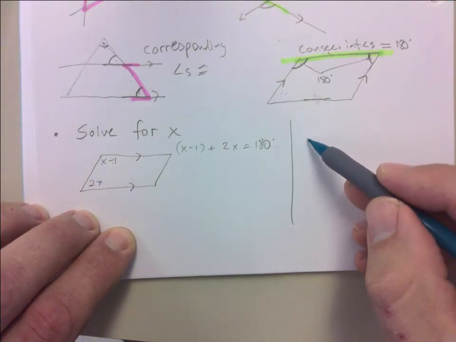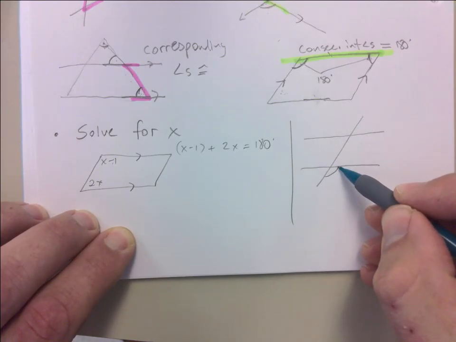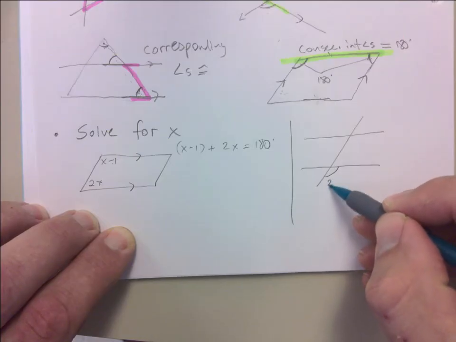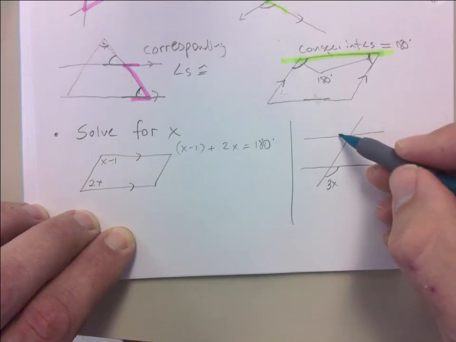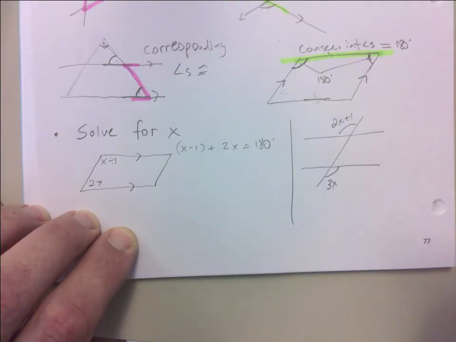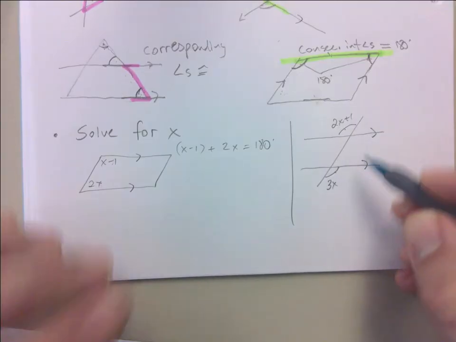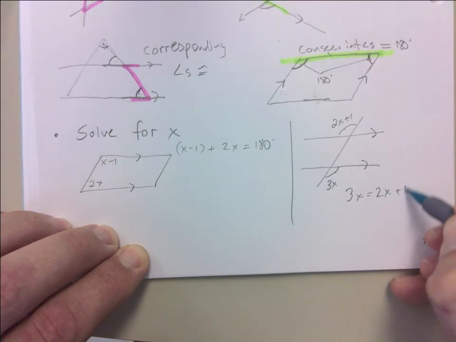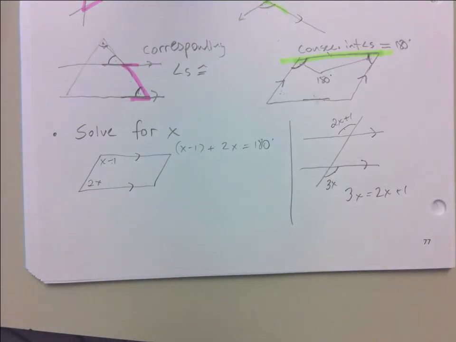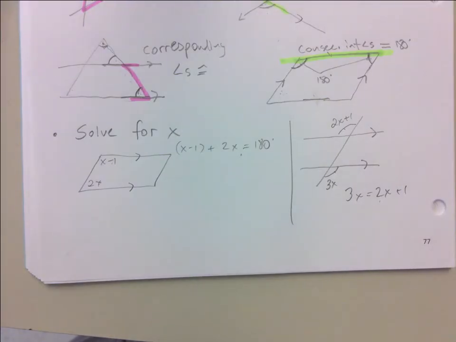Alternatively, if this is 3x and this is 2x plus 1, how would you solve for x there? How would you set it up? These are what? Alternate exterior. And so it's 3x is equal to 2x plus 1. It's probably not going to work, I'm just making this up. So don't be saying, Mr. Dirksen, I'm confused, this doesn't work. The setup is what is important here, and then you solve for x accordingly. Okay, so be ready for that.